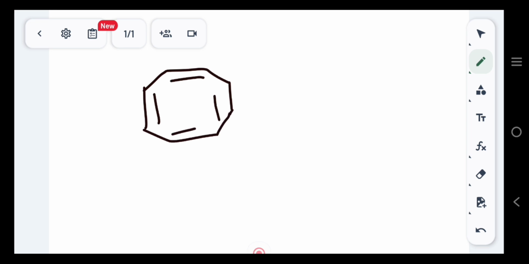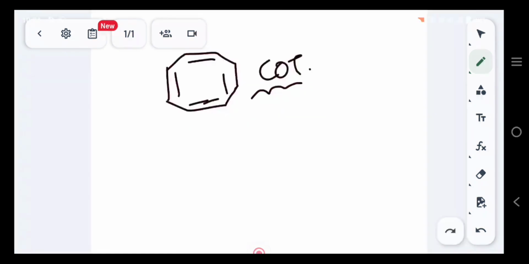Before moving on to homoaromaticity, what is the nature of this compound? It is nothing but cyclooctatetraene, because it has 8 carbon atoms, hence octa, and 4 double bonds, so it is tetraene. Since it is cyclic in nature, it is known as cyclooctatetraene.